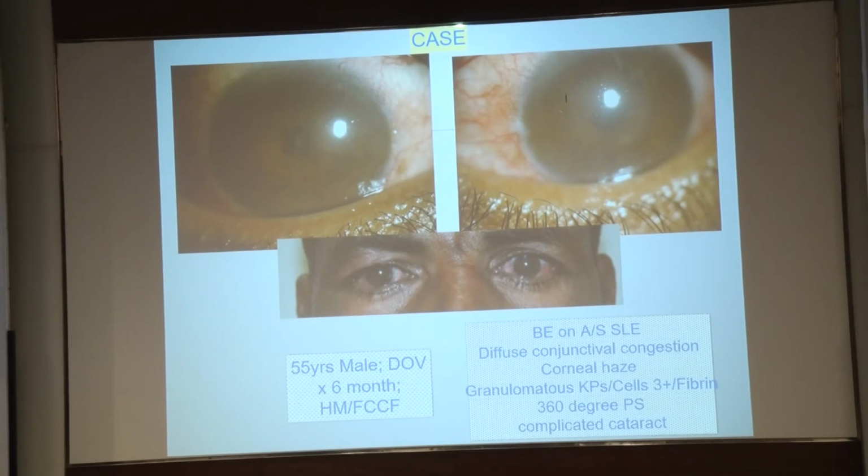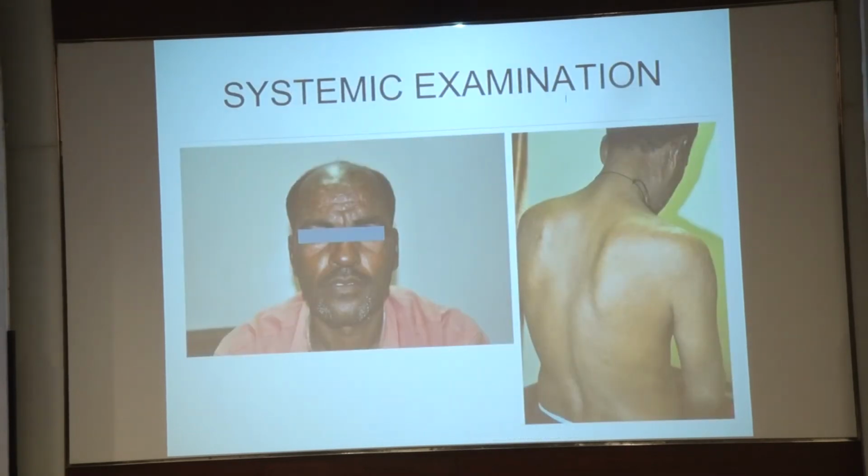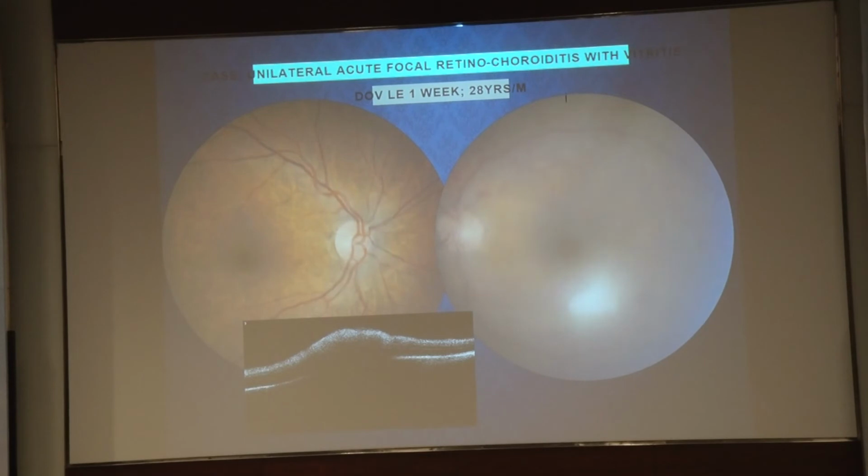This is another case, a middle-aged male with bilateral diminution of vision who came with this picture. On suspecting a systemic association because of these skin lesions, this patient was referred to dermatology and came back with the diagnosis of lepromatous leprosy. The treatment was given and the patient is doing fine.